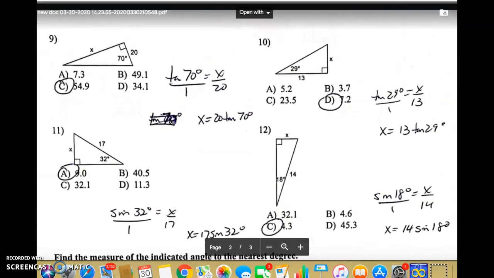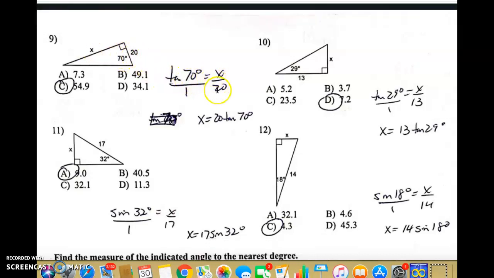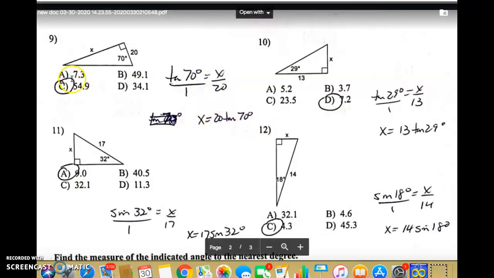All right, for number 9, 70. So this can be tangent, opposite over adjacent. So tangent of 70 is x over 20. Oh, x is on the top. You can just cross multiply. So it's 20 tangent 70 equals x. Calculate it. You get option C.